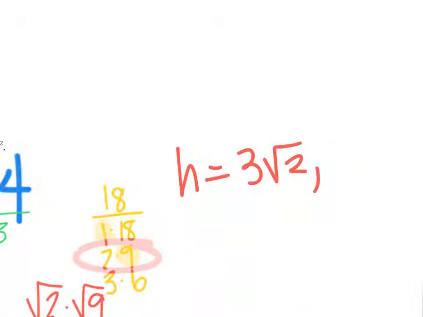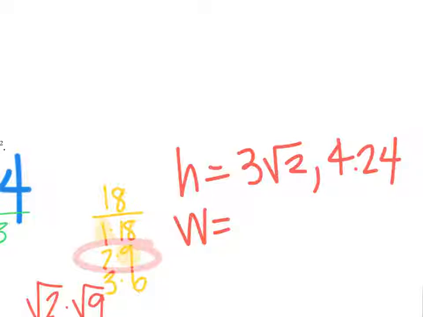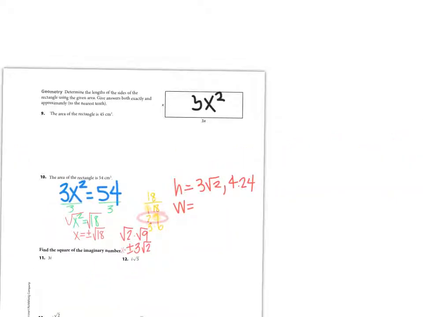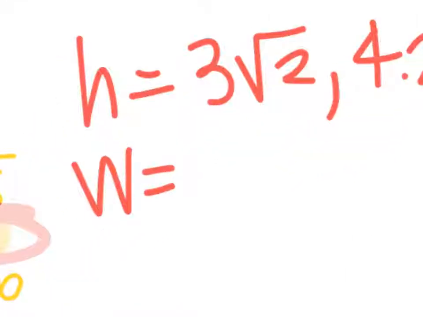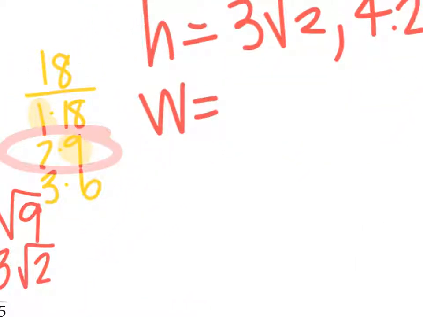4.24? Okay, so that would be our height, 4.24. Then it wants us to find our width, because if you notice it did ask us for both. How do we find our width? What did it tell us that was? 3 times x, and what was x? Okay, so the width is going to be 3 times the square root of 2.